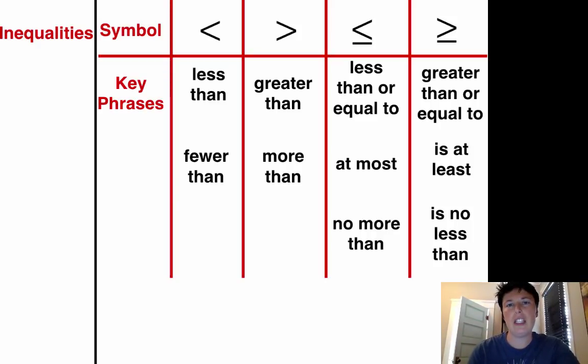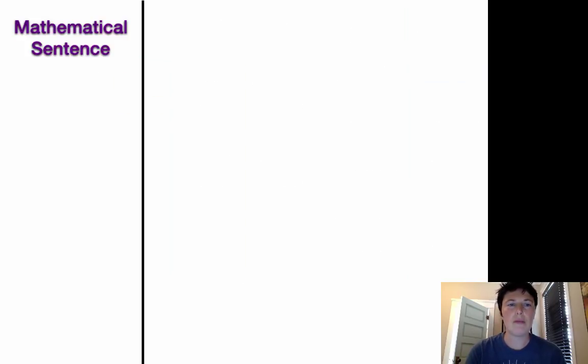So this is just kind of an easy go-to chart that you can look at to help remind you which one's the right symbol to use. Now let's try some problems. Let's talk about what a mathematical sentence is. So a mathematical sentence would be something like this.